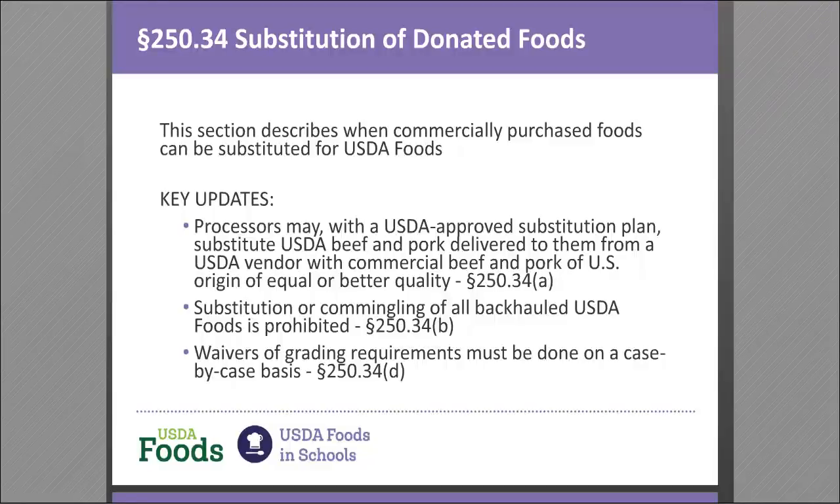250.34B prohibits substitution of backhauled USDA foods and addresses requirements for backhauled USDA foods. USDA food may be backhauled to a processor from a distributing or recipient agency facility to process into a more usable form. In the revised 250.34B, we prohibit substitution or commingling of all backhauled USDA foods and require that the processor process such end products for sale and delivery to the same recipient agency that provided them and not to any other recipient agency. In other words, the distributing or recipient agency which backhauls product to a processor must in turn use the end products containing their backhauled product in their food service.